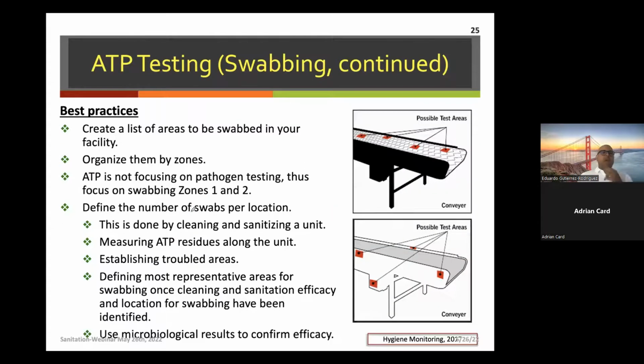So what are the best practices? As you can see here, we have a conveyor belt, and so we can have two areas. This is zone 1, and here we have zone 2, okay? What we need to do is define the number of swabs per location so that we can consider this clean and satisfactory, and use microbiology as confirmation.